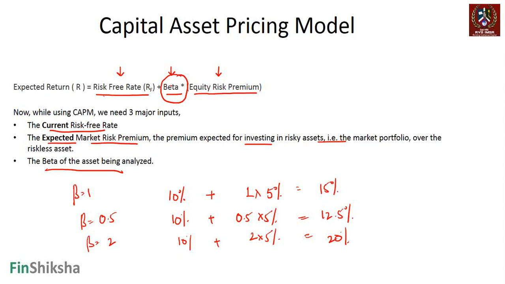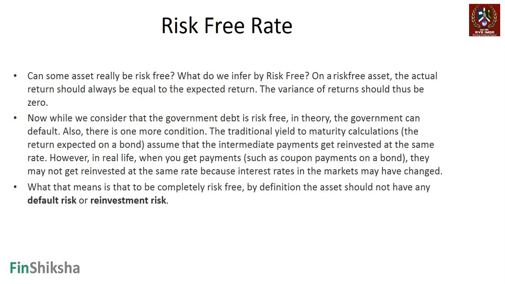Now let's focus our attention on the first parameter, which is the risk-free rate. So let's define the risk-free rate as we go ahead. Can some asset really be risk-free? What do we infer by risk-free? When we look at the risk-free rate, the return that is actually seen should always be equal to the expected return, which means there should be no variance.